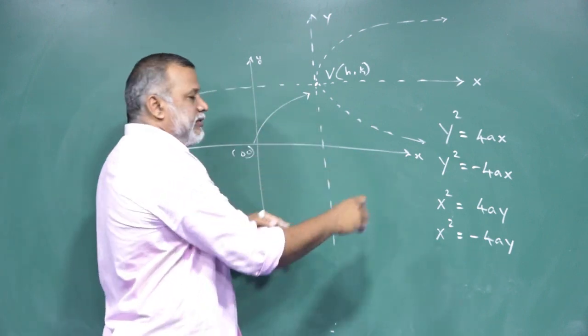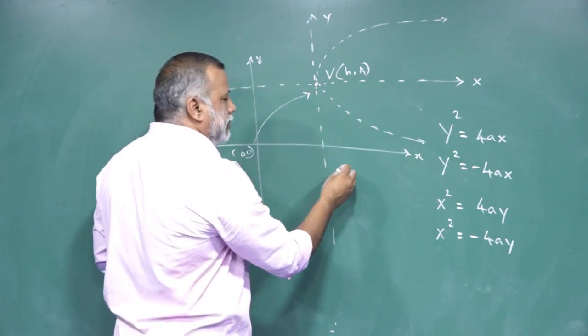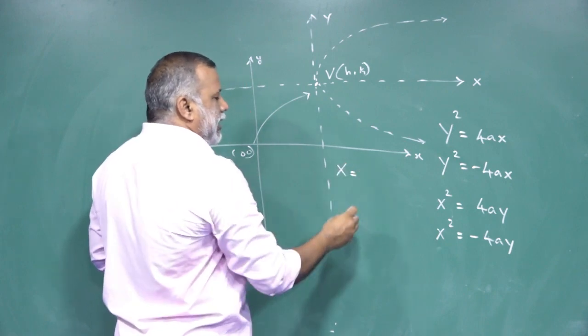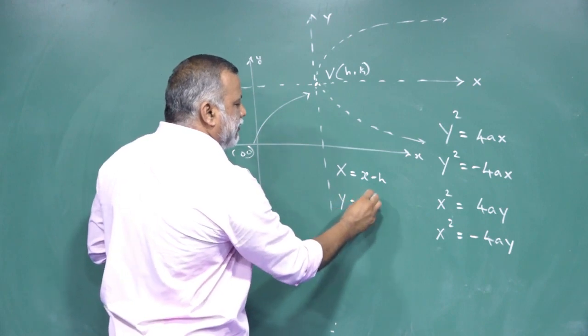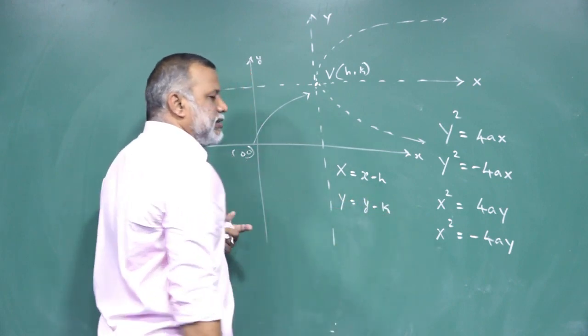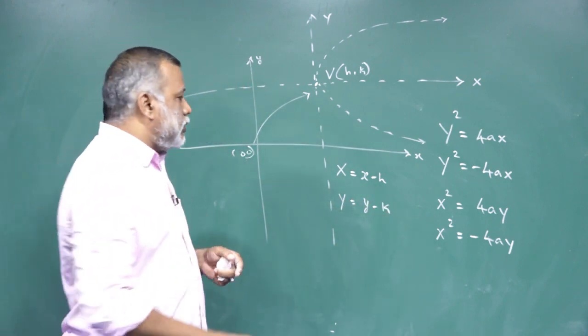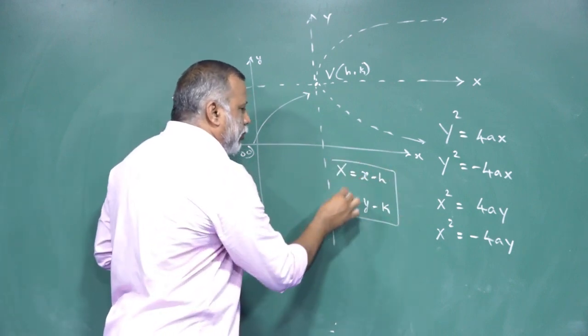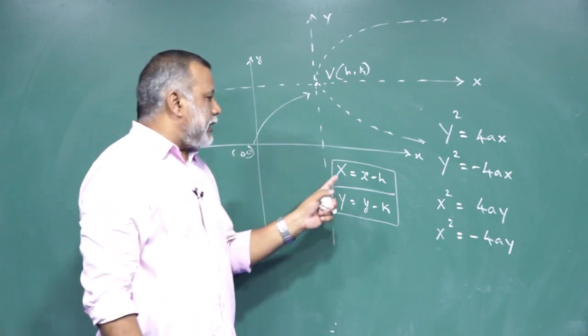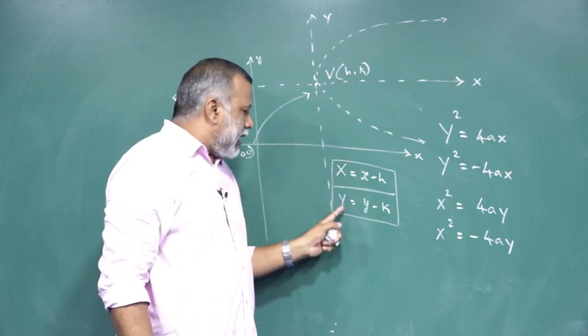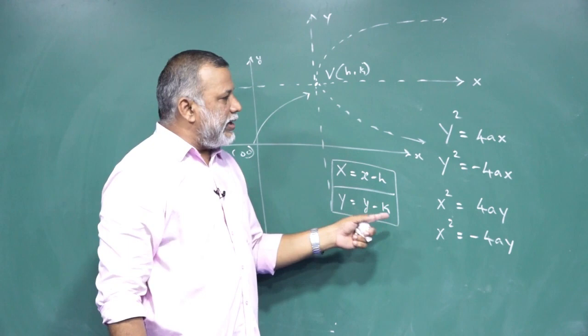Now, in this, we have to use the transformations. What are the transformations? Capital X is always replaced by x minus h. Capital Y is always replaced by y minus k. This is the transformations. So, capital X and capital Y should be replaced in terms of small x and small y. So, capital X is replaced by x minus h, capital Y replaced by y minus k.